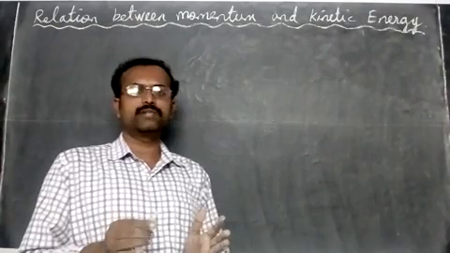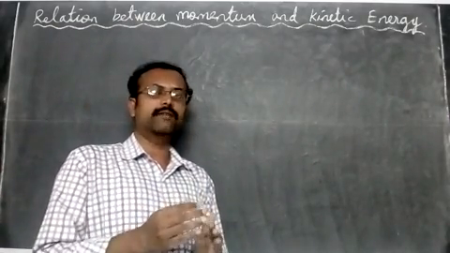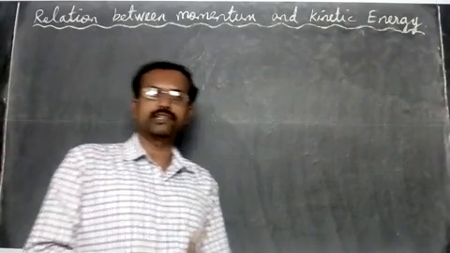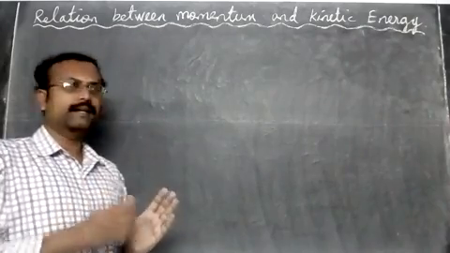Then kinetic energy means what? The energy possessed by an object by virtue of its motion. Kinetic energy is equal to half m v square. That's the formula for kinetic energy. So now let's see a relation between momentum and kinetic energy.